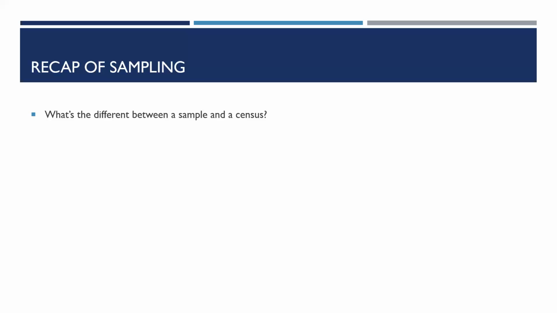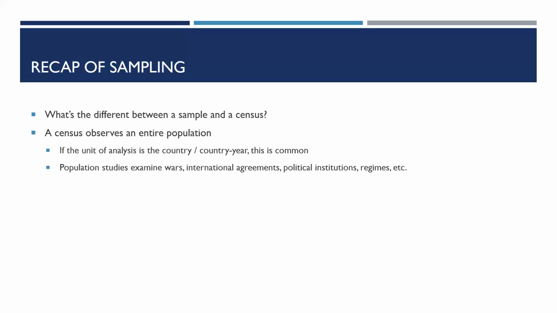Yep, bingo, you got it. A sample is just a chunk of the population. We ideally want it to be a representative chunk, whereas the census is trying to observe everything in whatever population you're interested in. So when we say population, we usually think about people, right?